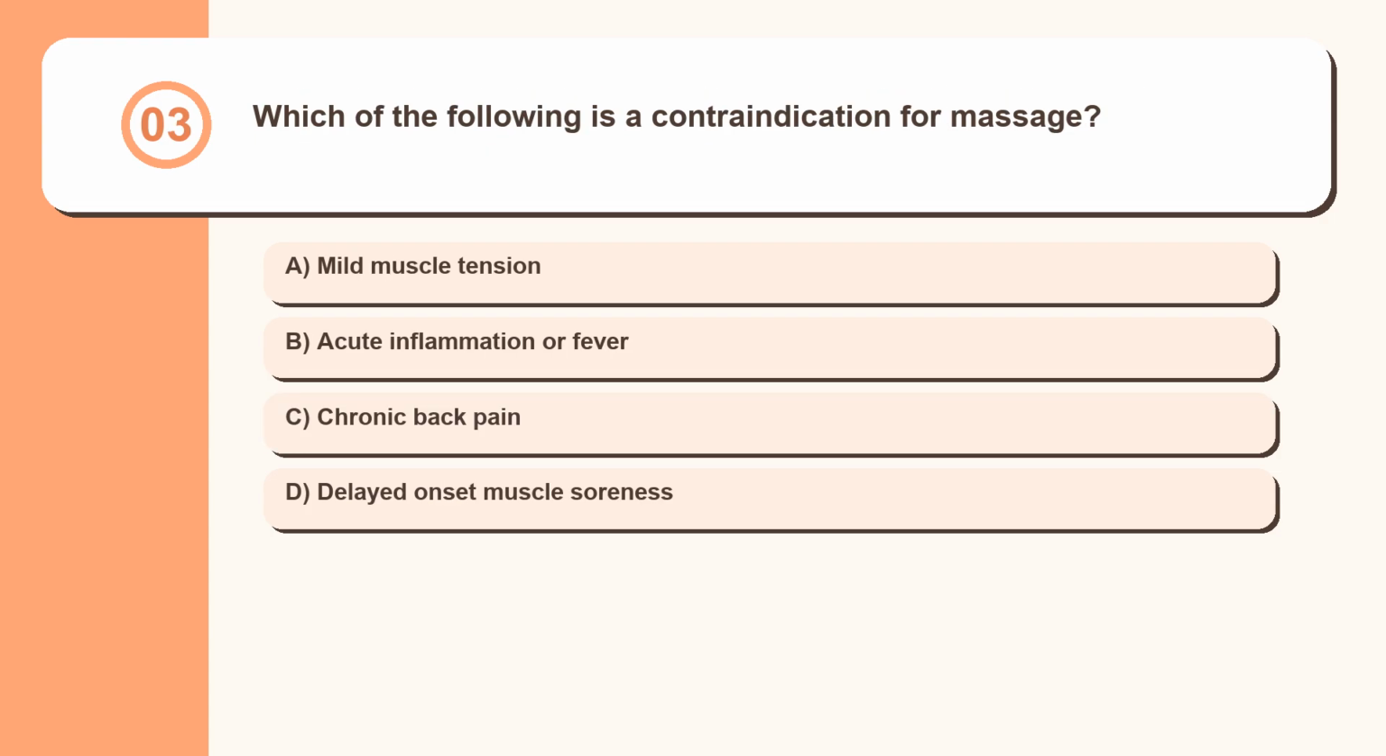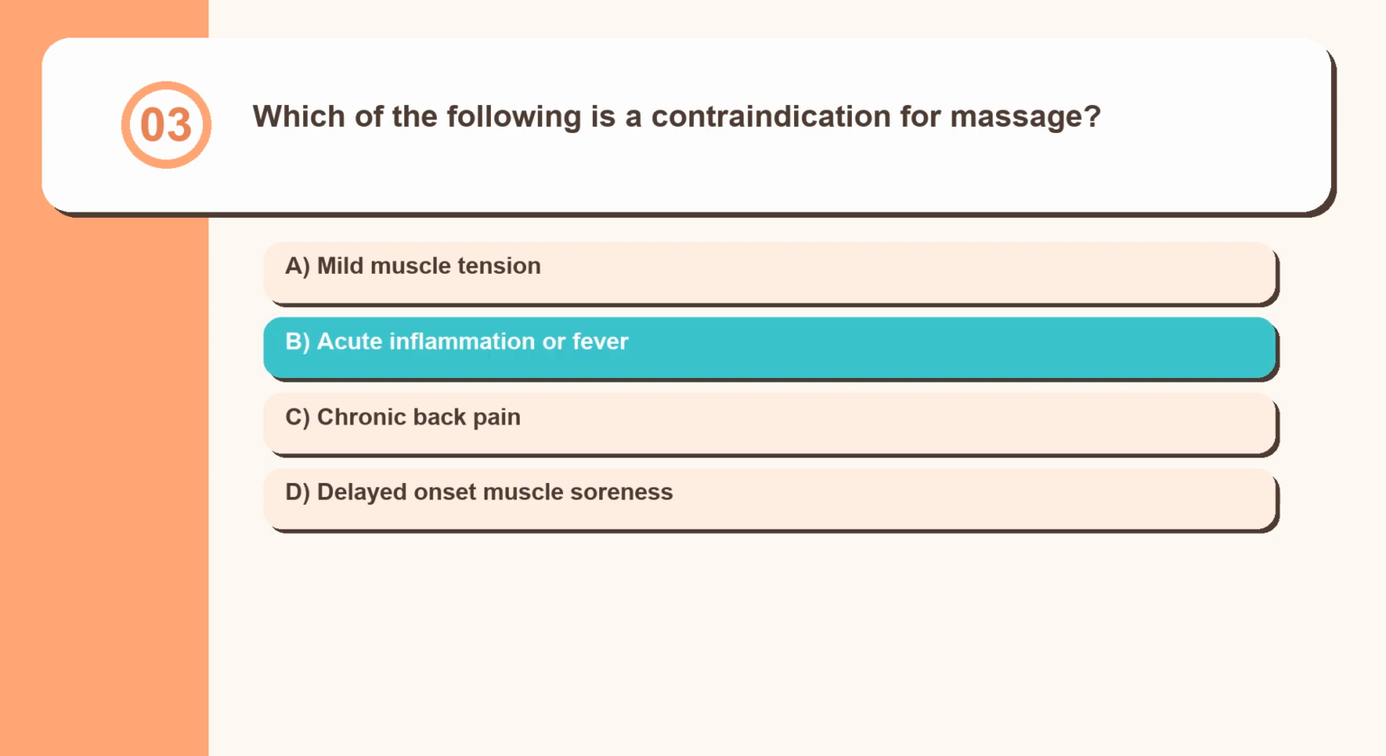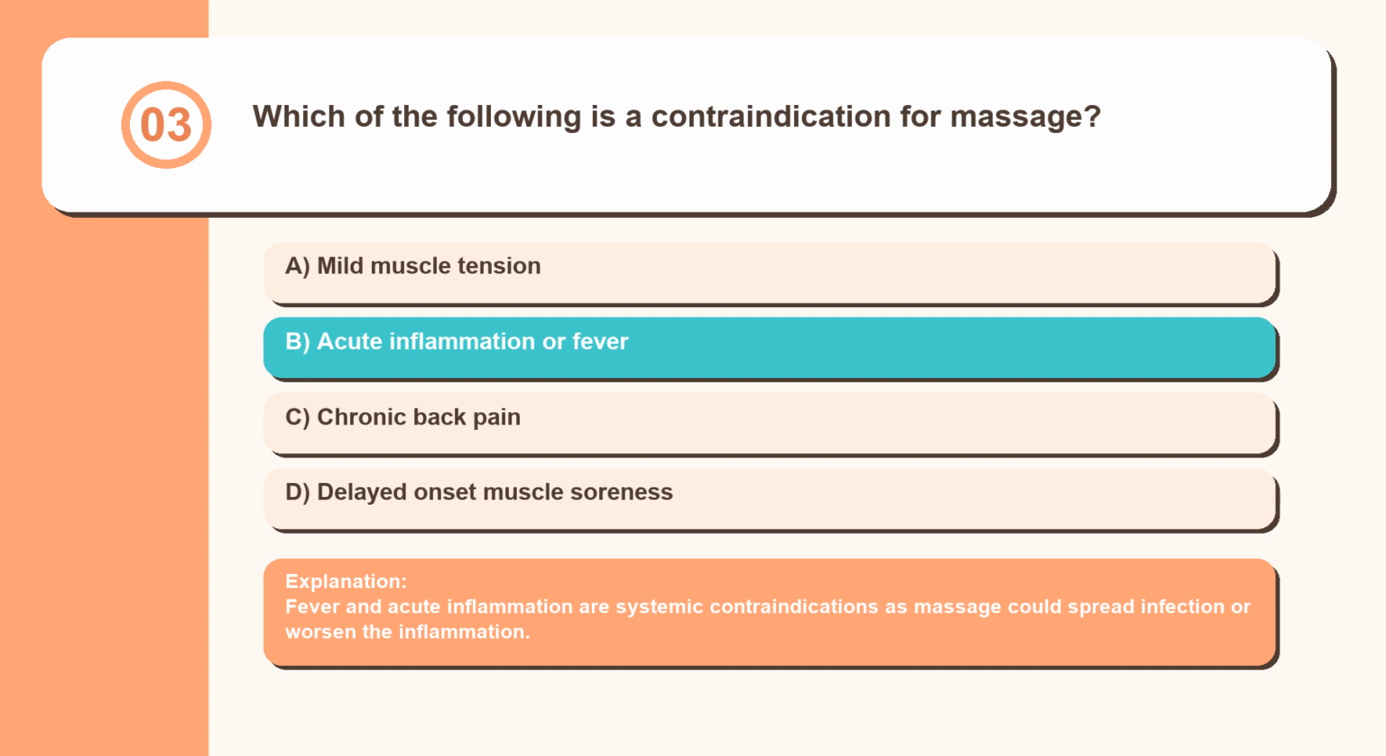Question 3. Which of the following is a contraindication for massage? Mild muscle tension, acute inflammation or fever, chronic back pain, delayed onset muscle soreness. Fever and acute inflammation are systemic contraindications as massage could spread infection or worsen the inflammation.